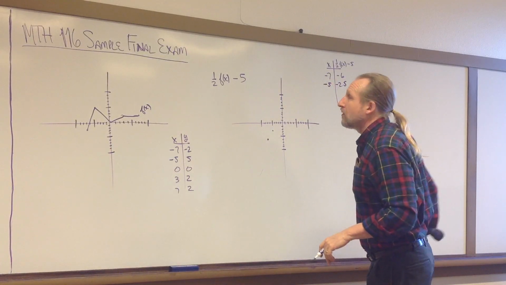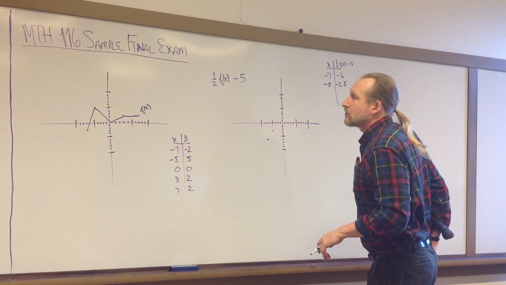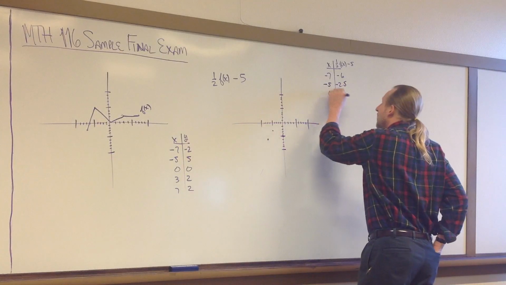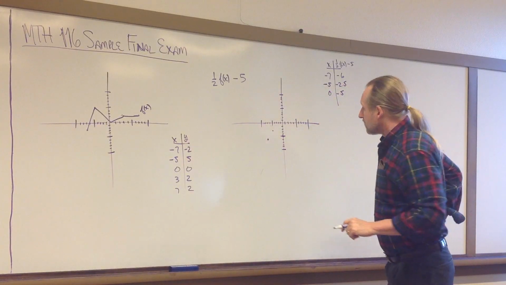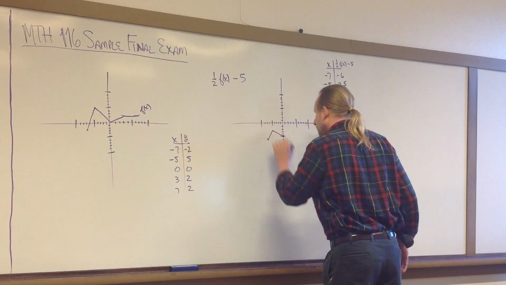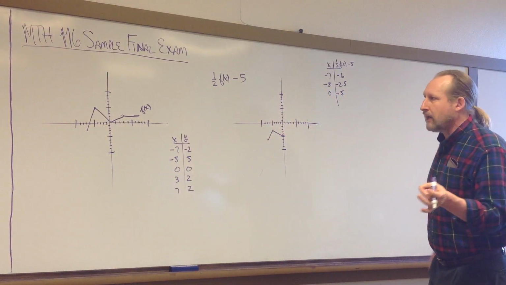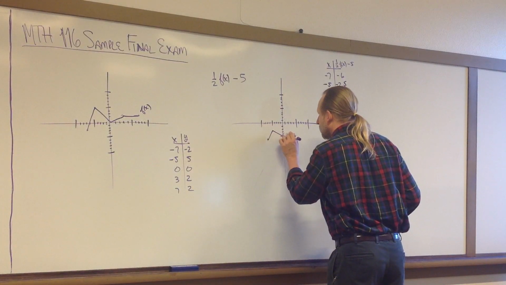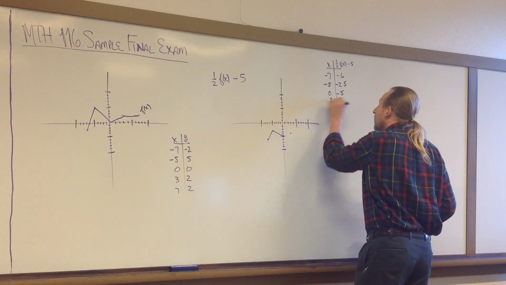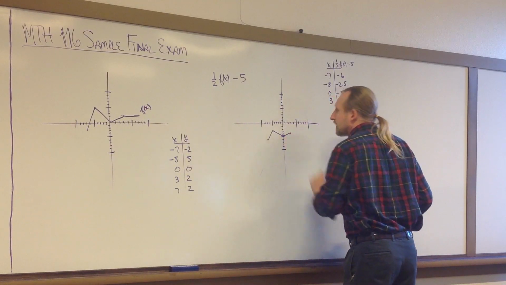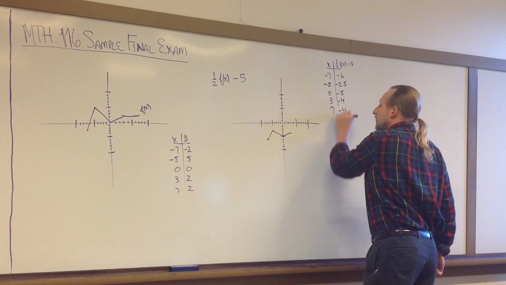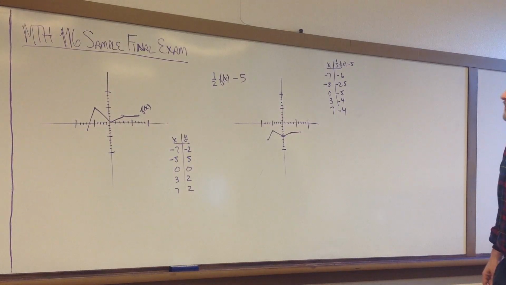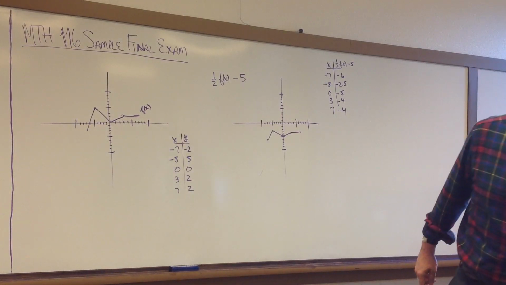0, 0, let's see here, goes to half of 0 is still 0, so that'll just go down to negative 5. 3, 2. The 2 gets cut in half to 1. And then 1 minus 5 is negative 4, so that'll be 3, negative 4, like that. And then the 7 will also go to negative 4 as well. And so there's our transformed function for problem 4.